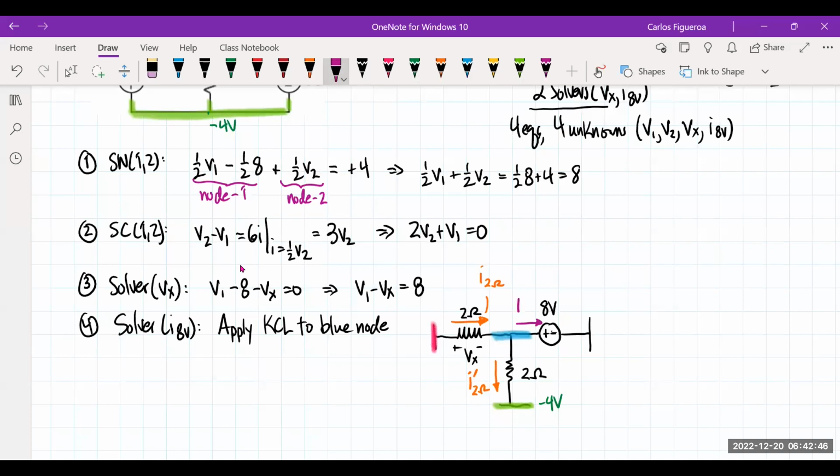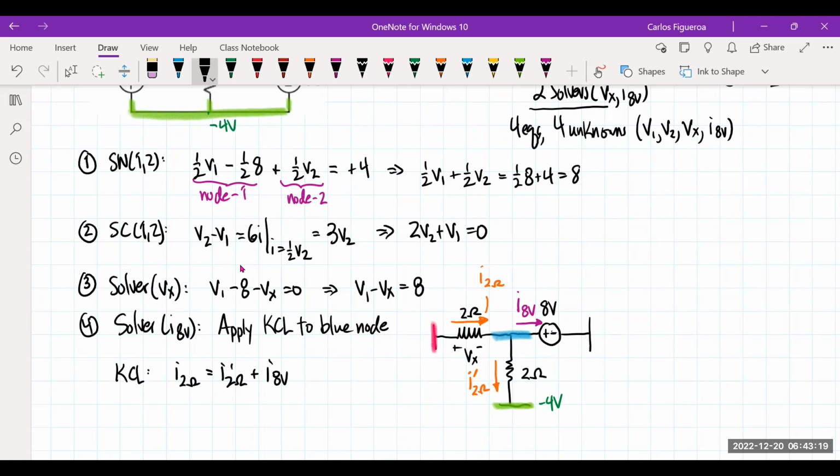So now I have my KCL equation. If I look at my KCL equation, it looks like this. KCL then tells me that the current in has to be the current of the 2 ohm. The current out has to be I 2 prime ohm plus I 8 volts. So if I start to put everything in here, this is going to give me what?